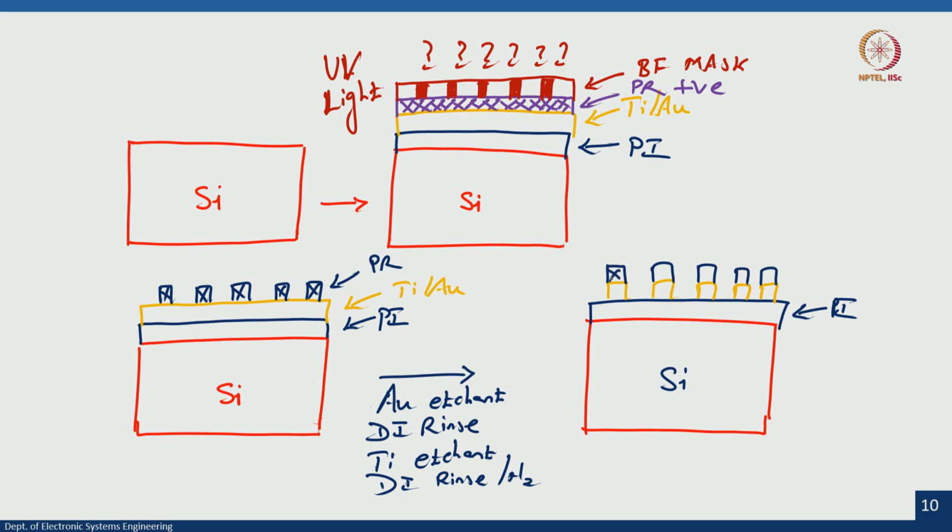Okay. So, the area which is protected by photoresist, you see the gold and titanium protected by photoresist is intact. The area which was not protected by photoresist got etched. How? First is gold etchant, gold is at top, followed by DI rinse, followed by Ti etchant, followed by DI rinse.